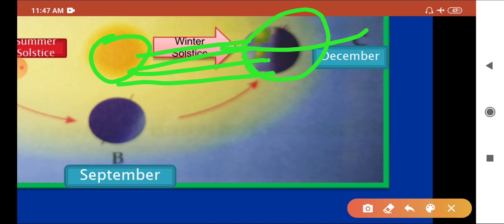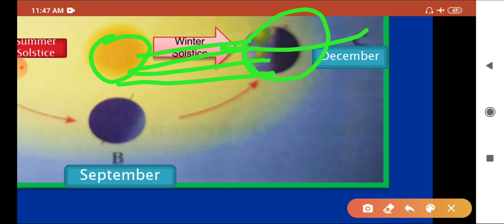At this time there is a complete opposite position of the earth, and the opposite season in the northern hemisphere. This time the northern hemisphere is having the shortest days. It means people in the northern hemisphere find winters. When there is summer in the southern hemisphere, there is winter in the northern hemisphere. So this position of the earth is called winter solstice.